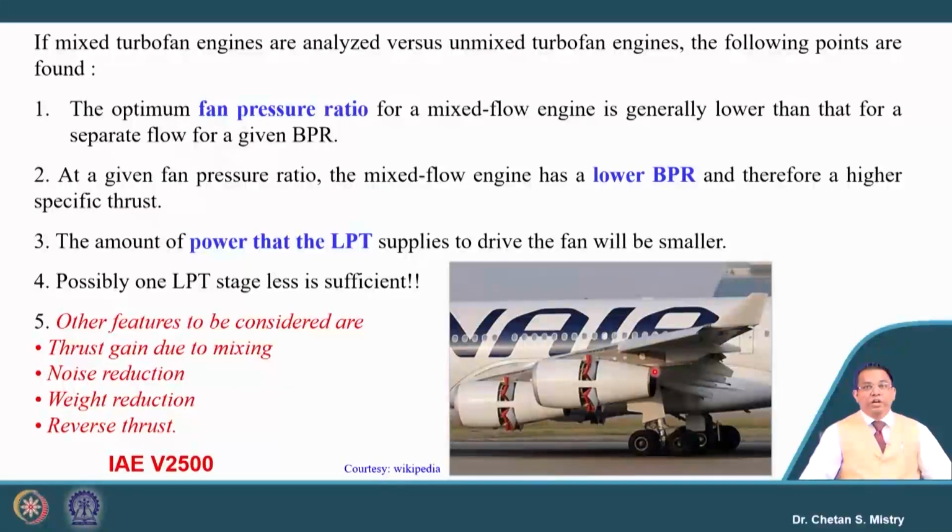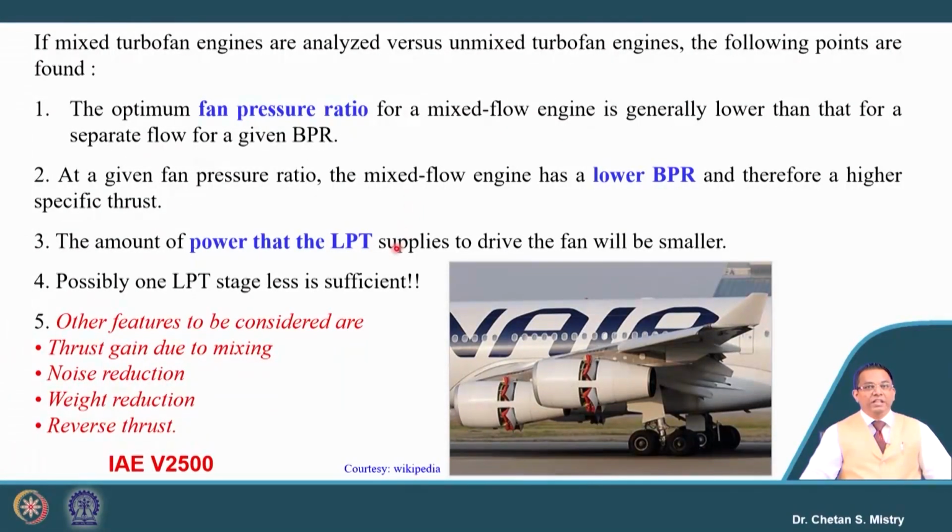Suppose if you are taking a bypass ratio of 6 for both unmixed and mixed configuration, for the unmixed configuration we will have this pressure ratio higher, and for the mixed kind of configuration we will be going with the low bypass ratio, because that is what gives us the benefit in terms of higher specific thrust. That is our requirement. It depends on what the application of these engines will be.